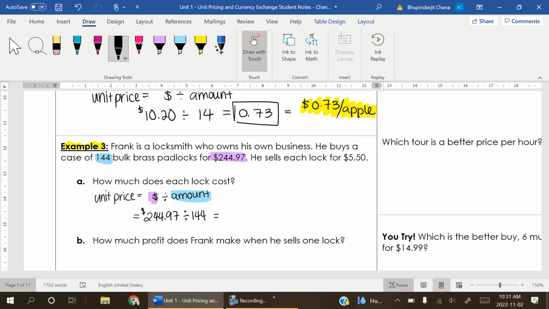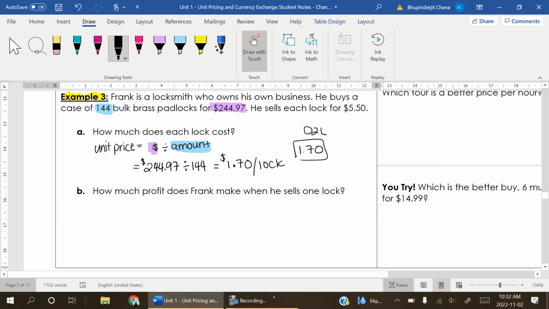So in our calculators, 244.97 divided by 144. And we round money always to the nearest hundredth. So 1.70 per lock. So that's how much it costs him per lock. And again, in D2L, if we were putting this answer in, you would just put 1.70 into the D2L box.